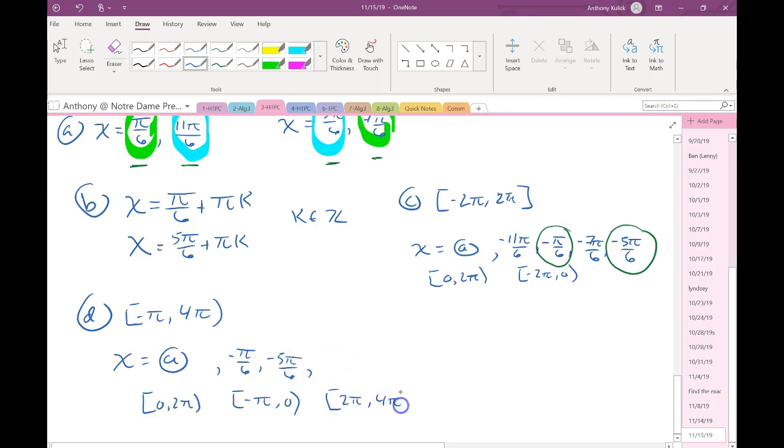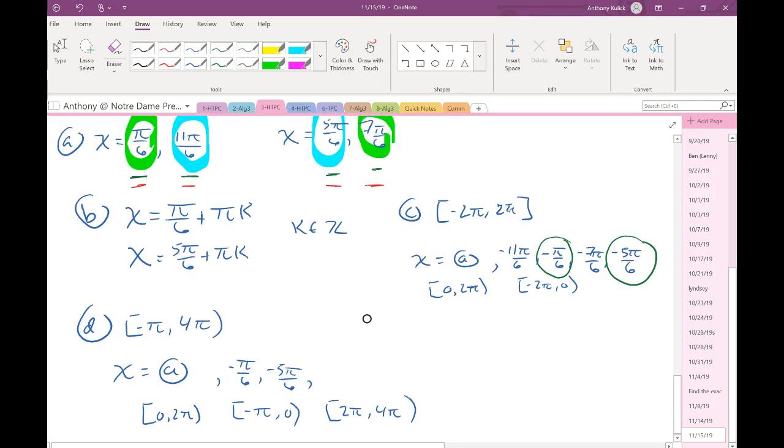And then we still have to worry about 2 pi to 4 pi. How am I going to get those? I'm just going to add 2 pi to each of my answers from part A. So when I do that, I get 13 pi over 6, 23 pi over 6, 17 pi over 6, and 19 pi over 6. And that's that for 34, I think. Questions?